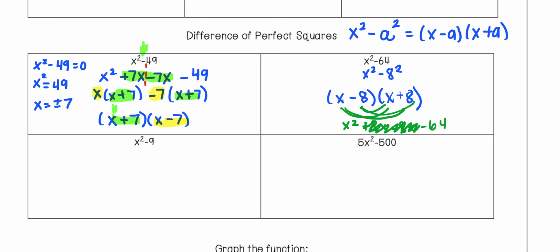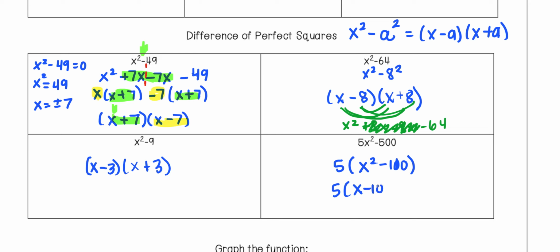Looking at our next couple, we have x minus 3 and x plus 3, since the square root of 9 is plus or minus 3. And for 5x squared minus 500, first thing, remember, we want to look for that GCF. Noticing that 5 is a common factor across both of those gets us 5 times x squared minus 100. So we can break this up into x minus 10 and x plus 10. This is just something that you want to try to keep in mind.